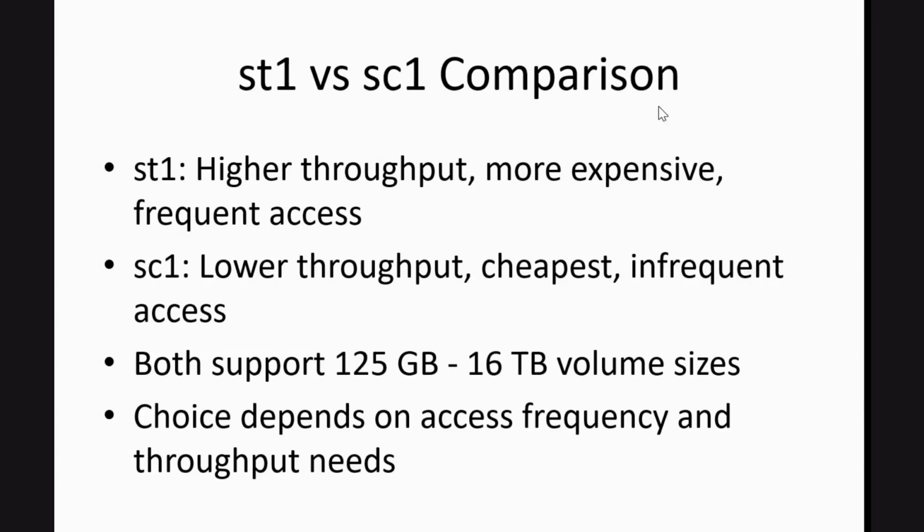ST1 versus SC1 comparison. ST1: higher throughput, more expensive, frequent access. SC1: low throughput, cheapest, infrequent access. Both support 125 GB to 16 TB volume sizes. The choice depends on access frequency and throughput needs.